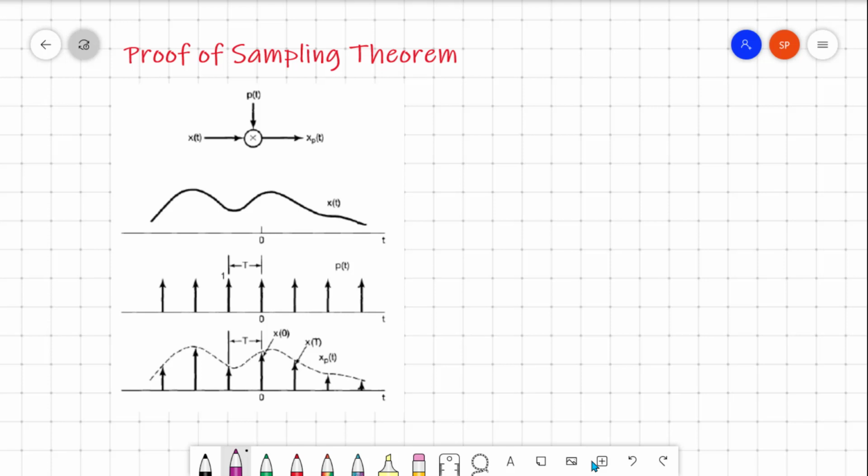In this video, we are going to discuss the proof of the sampling theorem. Let us sample a continuous time signal x of t by multiplying it with an impulse train. Here this is the signal x of t, and when we multiply the signal with the impulse train, we will get a sampled signal. We have discussed the impulse train in the previous video.